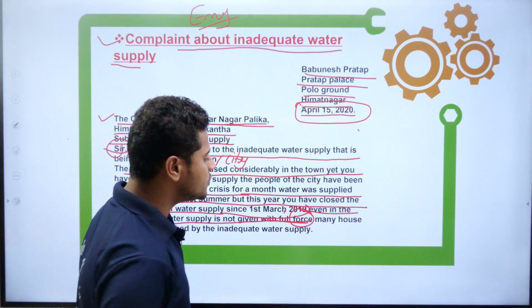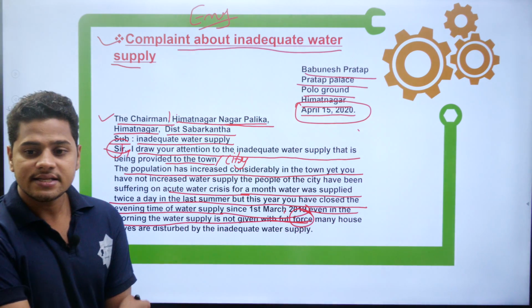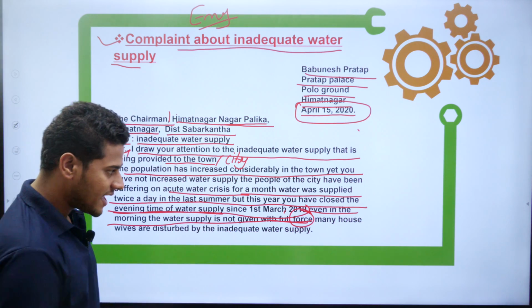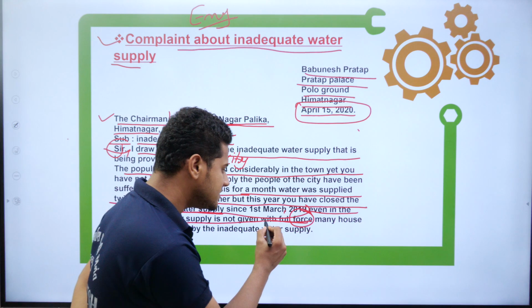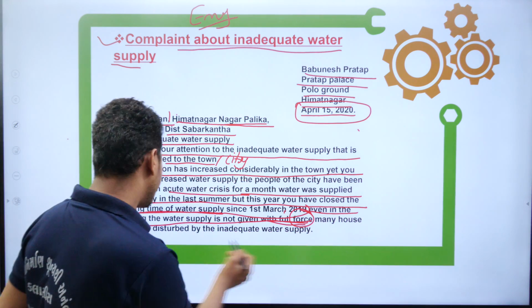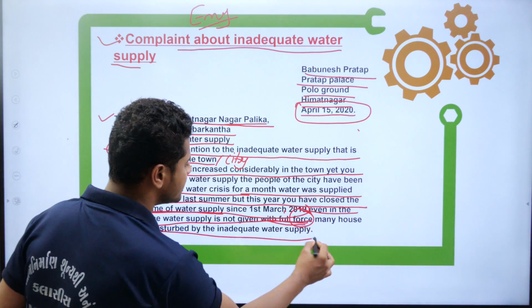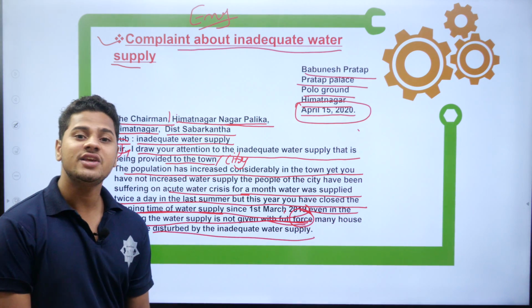Okay, another issue is the full force. Once it is evening time, for example, the person is not supplying the water, and another issue is the full force also. Many housewives are disturbed by the inadequate water supply. Okay, the third issue is many housewives.